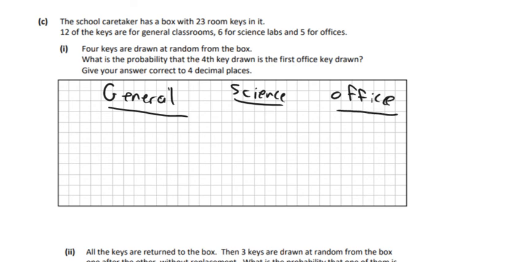So if you think about the probability then, if you pick one out of that box, the probability that it's a general classroom key has to be 12 over all of them, so 23. The probability that it's a science lab is 6 out of 23. And the probability that it's an office is 5 out of 23. So they're the probabilities when you take the first one out, basically. So what they're asking us for here is for the fourth one drawn.